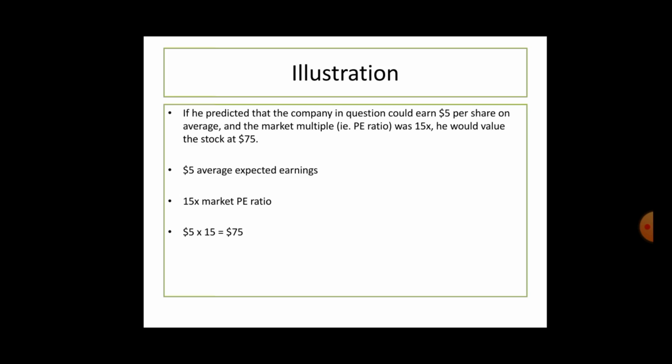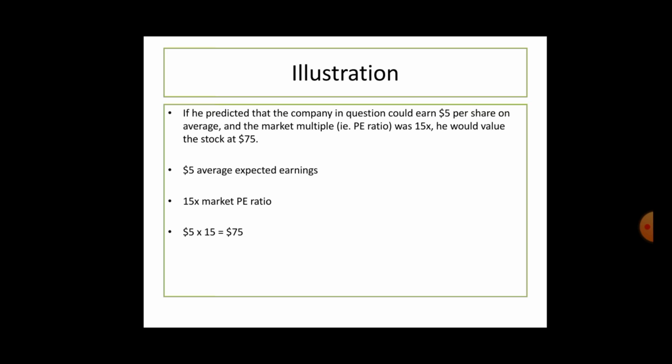So while future prospects were still important, it is preferred to assess value based on the facts or the financial statement figures. Once they decided on which source of value to look at, that is assets, earnings, dividends, they would then apply an appropriate multiple to arrive at a fair value. For example, if they predicted that a company in question could earn $5 per share on average and the market multiplier, that is price to earning ratio, was 15x, he would then value the stock at $75. That is $5 average expected earnings multiplied by 15 market price to earning ratio. So we get finally $75.